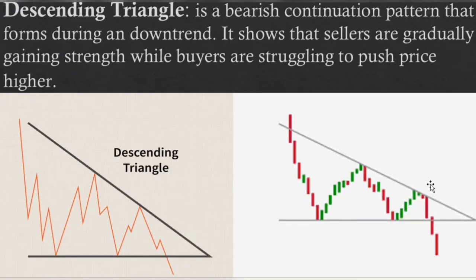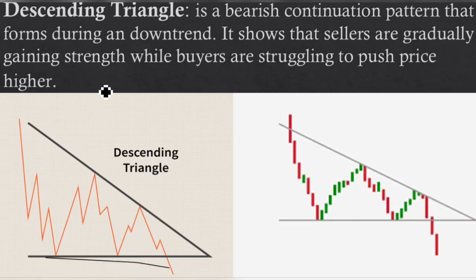Now for the descending triangle, it is a bearish continuation pattern that forms during a downtrend. It shows that sellers are gradually gaining strength while buyers are struggling to push price higher, right? This is simply what it means. So whenever you see this pattern form on the price chart, it signifies sellers are gaining more momentum, pushing price lower, while buyers are weak on the market.